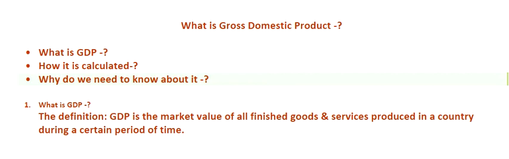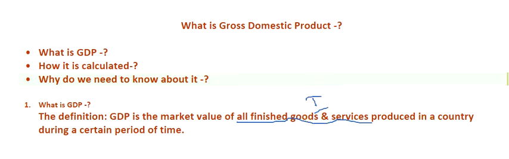First of all, we need to define GDP, which is the market value of all finished goods and services produced in a country during a certain period of time. Here are some key points that need to be explained in order to avoid confusion. So our first key point here is all finished goods and services.